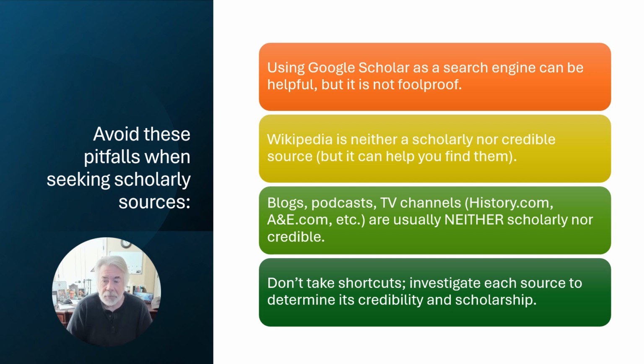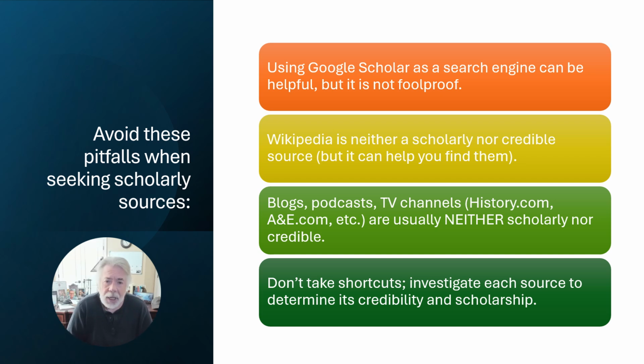A lot of students want to use Wikipedia. It is not either a credible or a scholarly source. However, as I've talked about in a prior lesson, if you go to Wikipedia, and I do it all the time, go to the bottom, there are a lot of references. Sometimes those references have links that you can go to, and they might eventually take you to a credible or a scholarly source, but Wikipedia by itself cannot be cited.